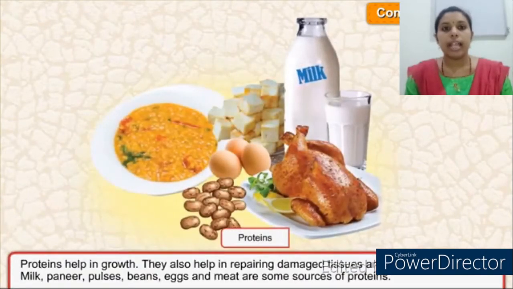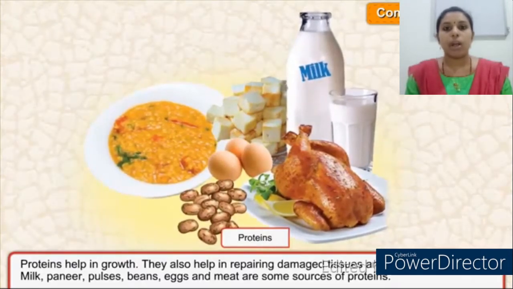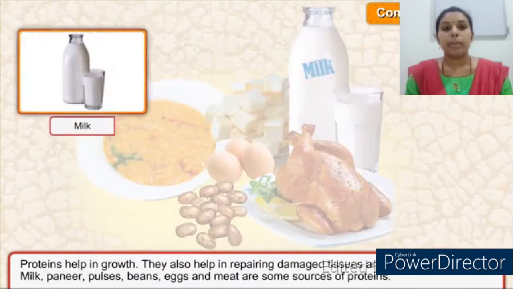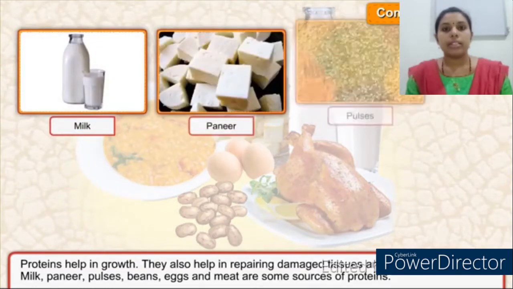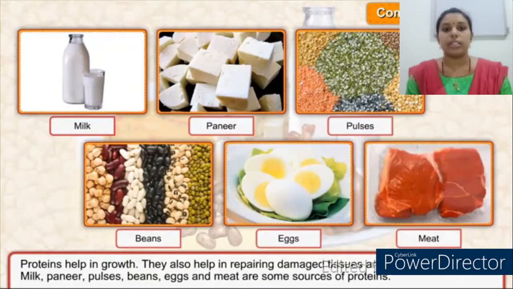Next, proteins. Proteins help in growth. They also help in repairing damaged tissues and cells of our body. Milk, pulses, beans, eggs, and meat are some sources of proteins.